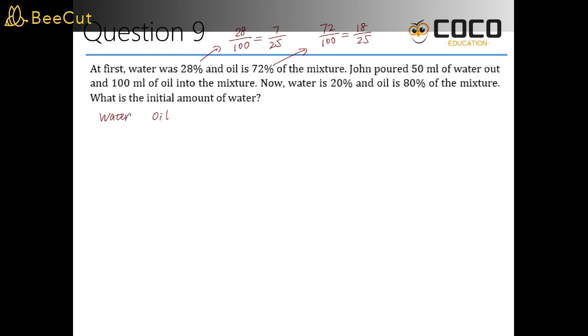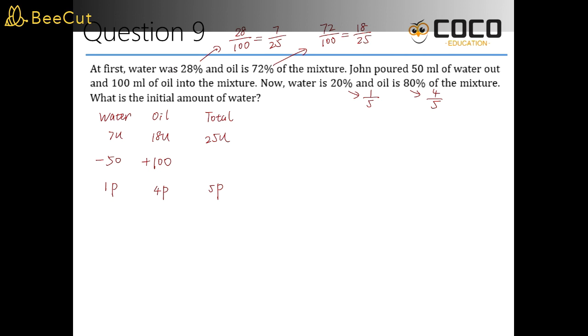So first we let the amount of water be 7u. Amount of oil will be 18u. The total is 25 units. John poured 50 ml of water out, so minus 50. And added in 100 ml of oil, so plus 100. Now the water is 20% and oil is 80%. So 20% is 1 out of 5, 80% is 4 out of 5. Then we let the water be 1p, total is 5p, the oil is 4p.